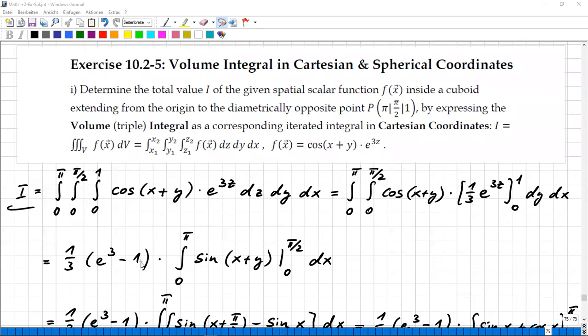Then we may go on and integrate this term with respect to y. Please still treat x as a constant, and recognize that the cosine has a primitive function which is sine of its argument. So the argument stays x plus y. But then, theoretically, we would have to perform a substitution before we do this.